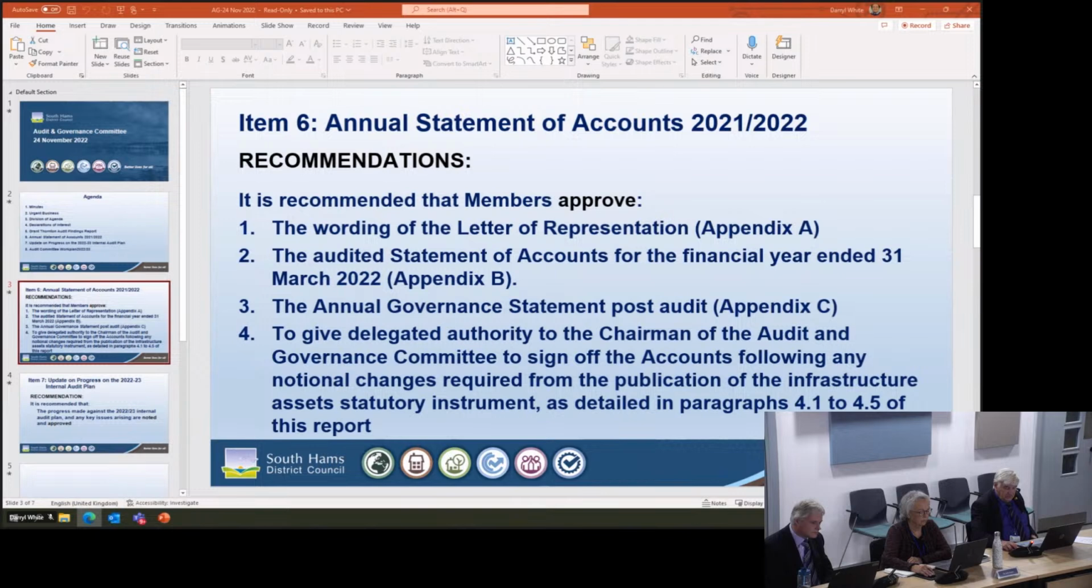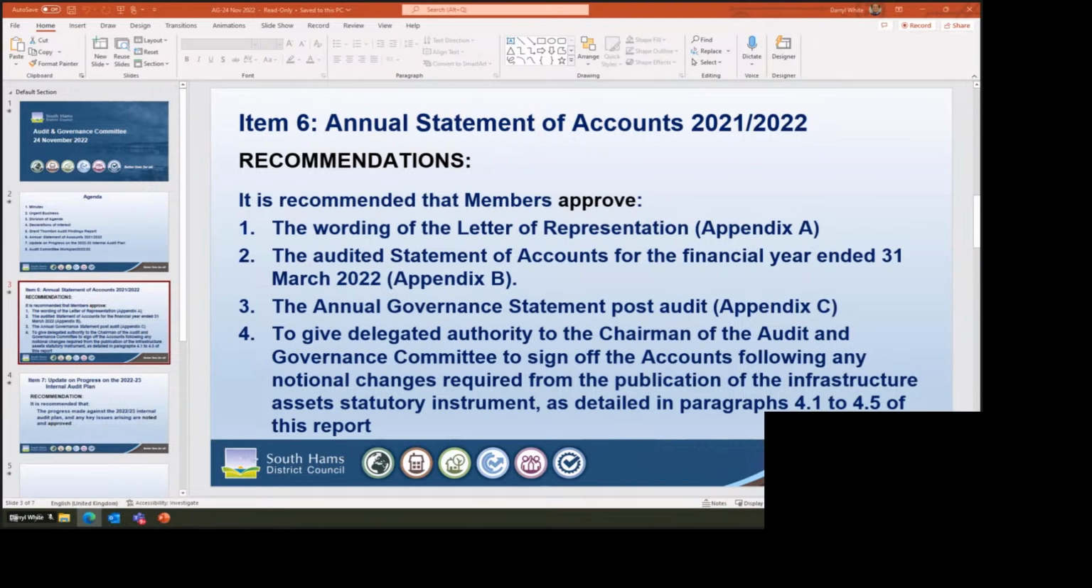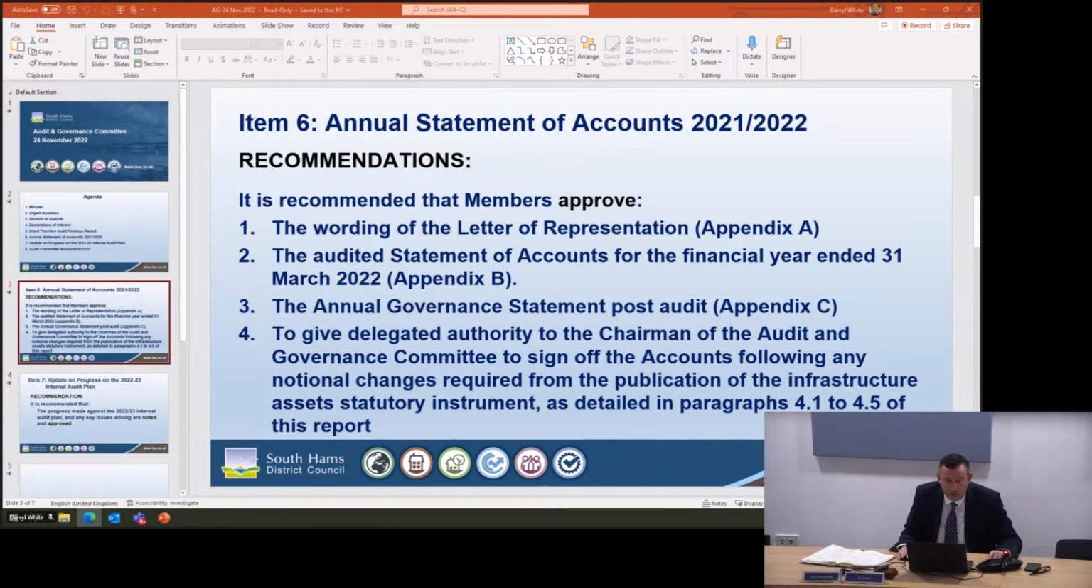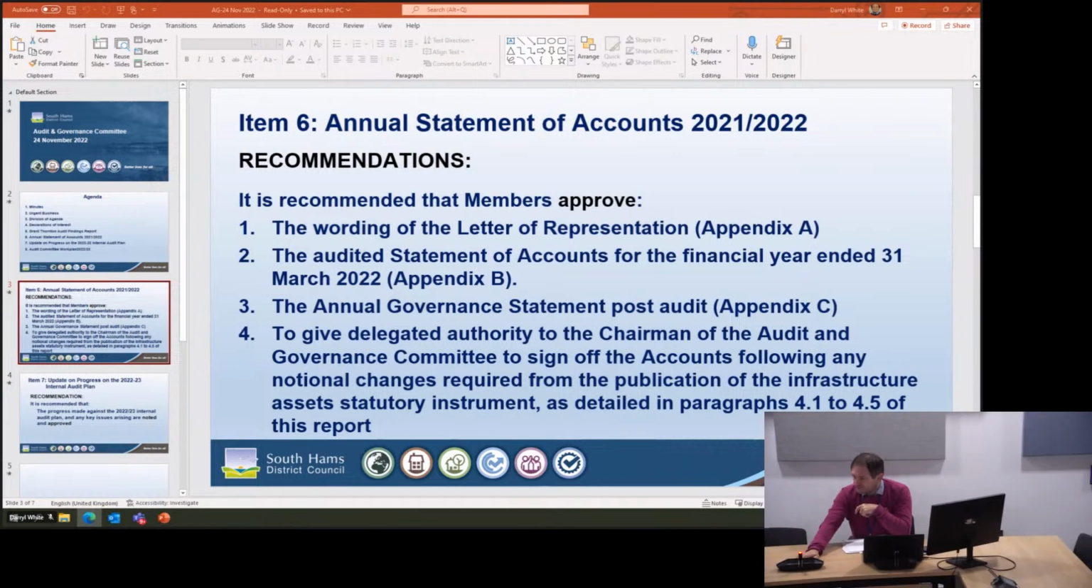No questions. In which case, I would intend to take all 4 recommendations en bloc, and they are to recommend that members approve the wording of the letter of representation, the audited statement of accounts, the annual governance statement, and to give delegated authority to the chairman of the Audit and Governance Committee to sign the accounts. Do I have someone proposing that? Councillor Rowe, seconded Councillor Taylor. All those in favour? That's unanimous. Thank you, Chair.